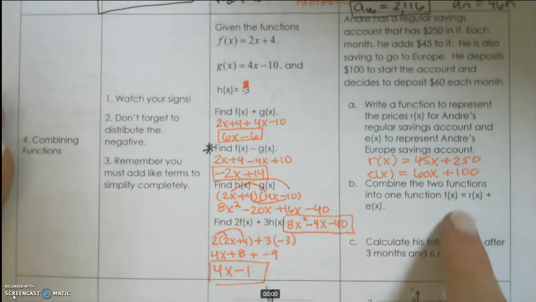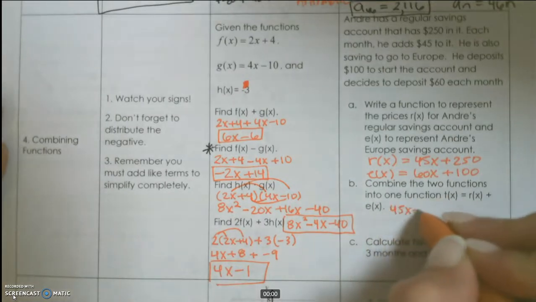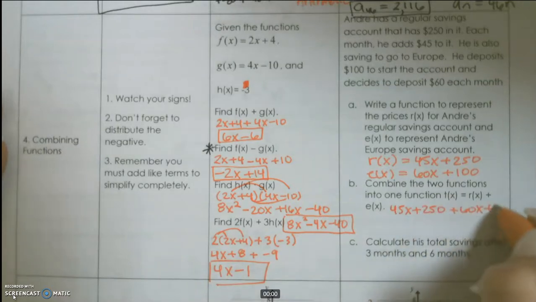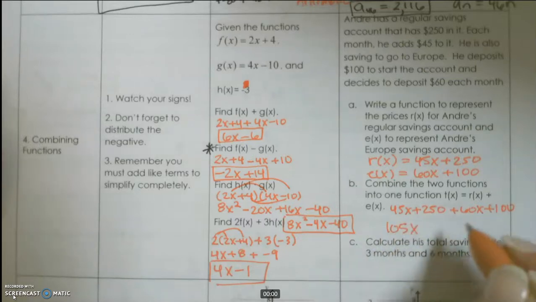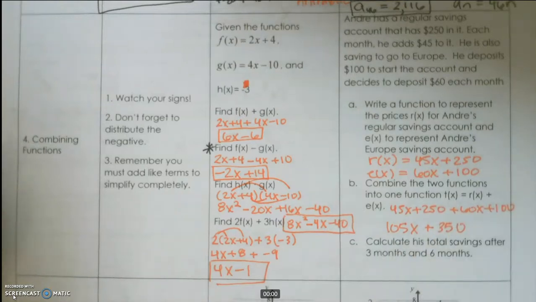We're going to combine the two functions to add them together. So 45x plus 250 plus 60x plus 100. That would give you 105x plus 350. So he's saving $105 total a month, and he already has a total of $350 saved. Last thing we're going to do is calculate, but I will do that in the next video.